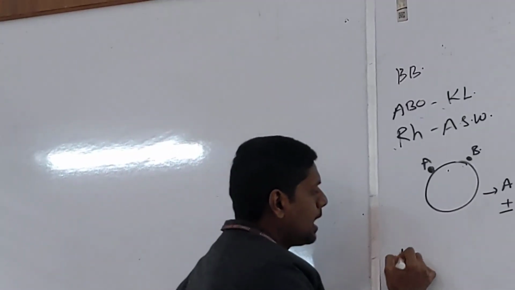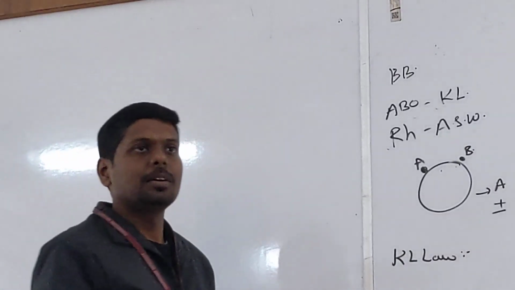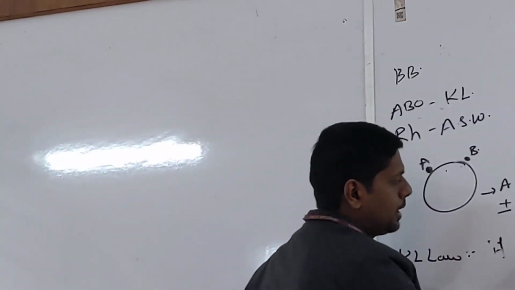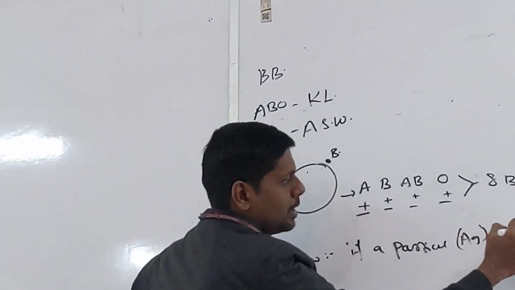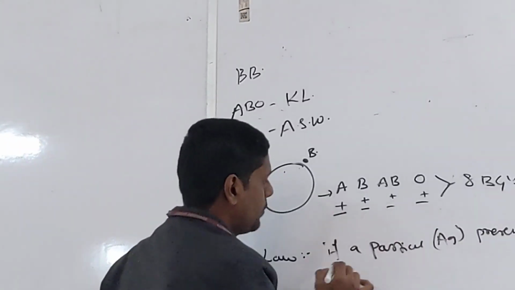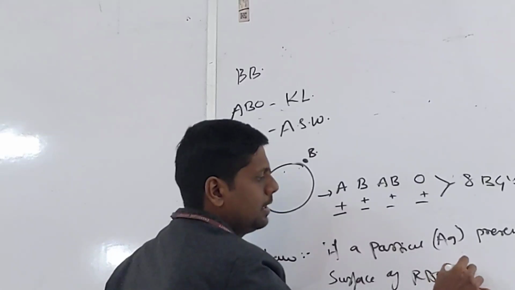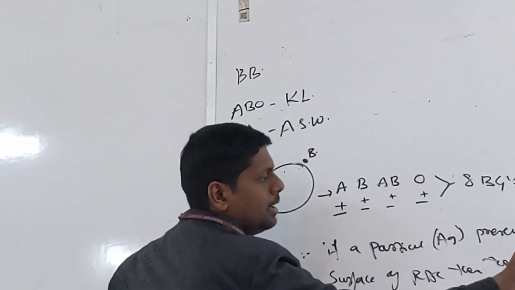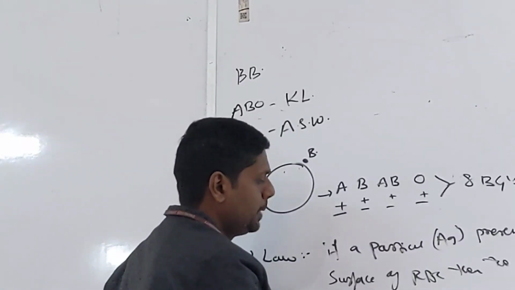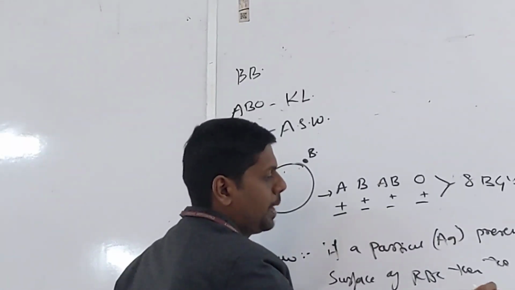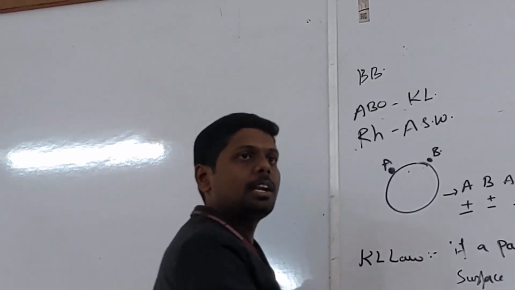Then I discussed about Karl Landsteiner Law. What does this law state? If a particular antigen or agglutinin is present on the surface of red blood cell, then the corresponding agglutinin, that means antibody, will be absent in the plasma. So based on this one, if we have A group blood, what antibodies are present?